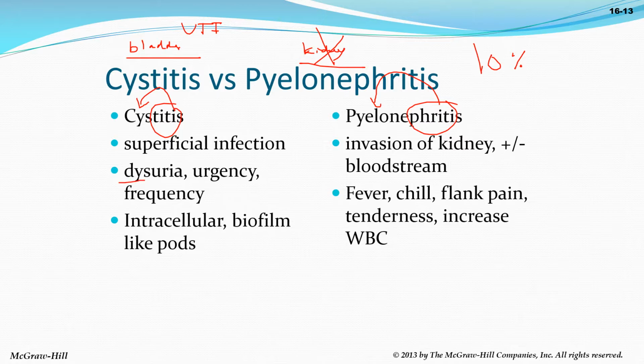Difficulty, painful urination. Urgency means I feel like I gotta go. So the bladder is smooth muscle. Sometimes it spasms. So they got drugs for that, like Detrol LA.